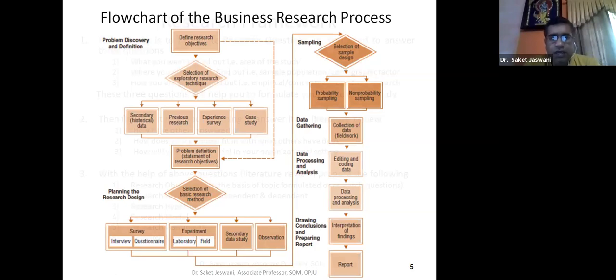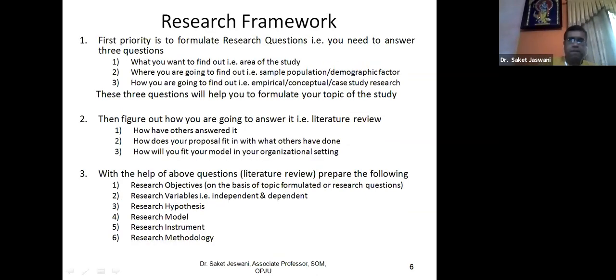This is a typical research framework. I will not be discussing it in great detail, again because of the constraint of time. So I'll be talking about it very briefly. If you have any doubt, please ask me.